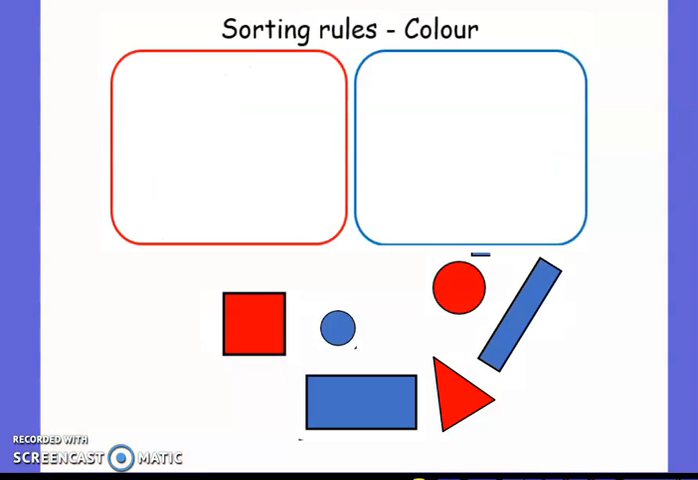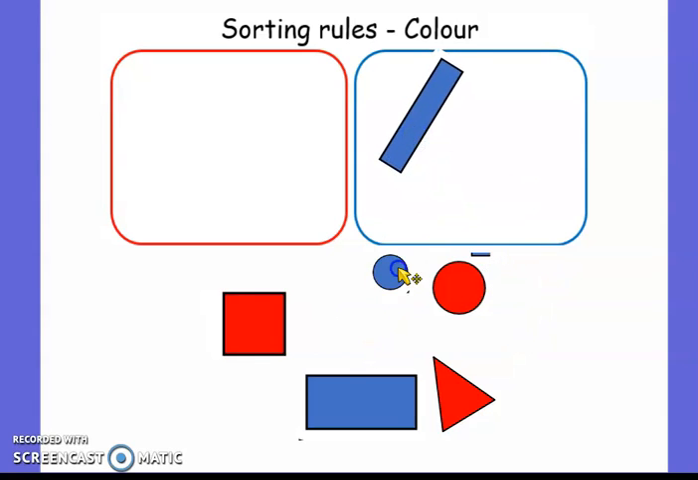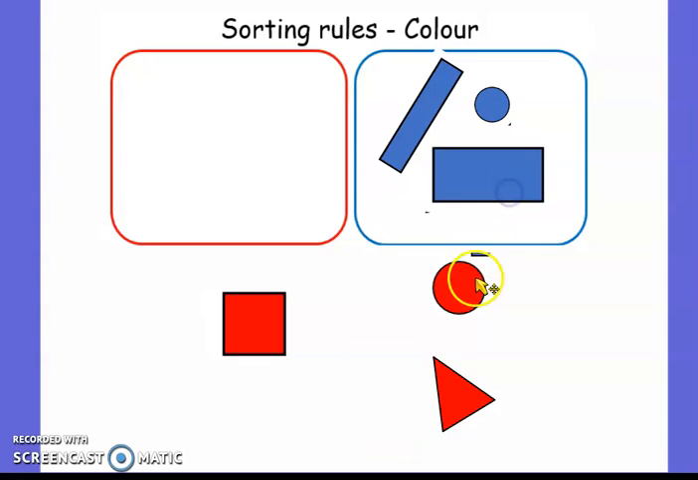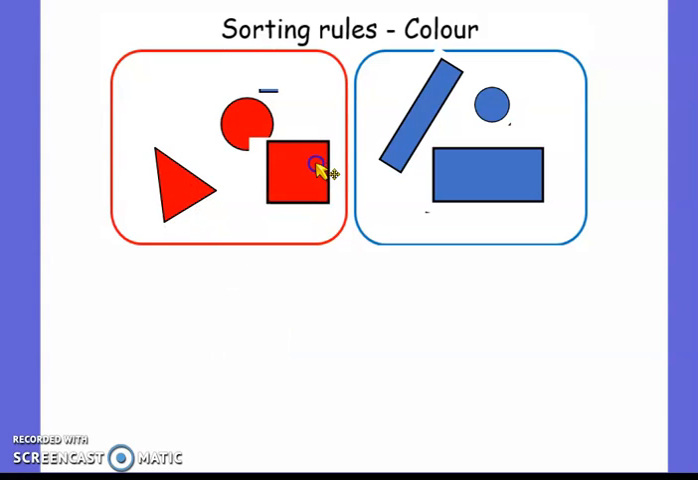So let's have a look. We're going to sort our shapes, and our sorting rule is colour here. So we're going to sort the shapes into colour. We've got a blue box and we've got a red box. So I'm going to put all my blue shapes into here because I'm not sorting them on anything else apart from their colour. So I've put all the red ones in the red box and all the blue ones in the blue box. I've sorted them by colour.